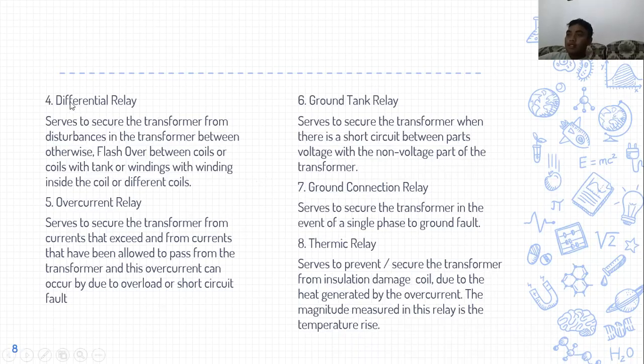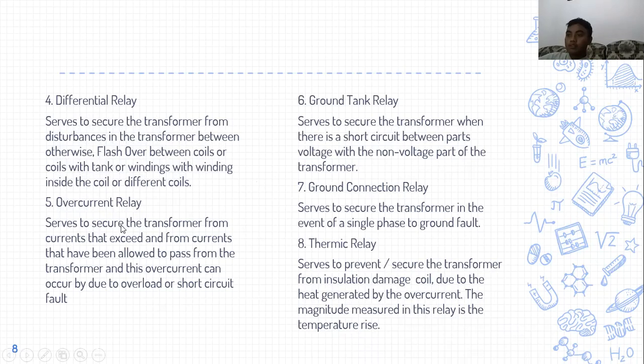Number 4 is differential relay. It serves to separate the transformer from disturbance in the transformer, between coil and coil, coil with tank, or winding inside the coil. Number 5 is overcurrent relay.